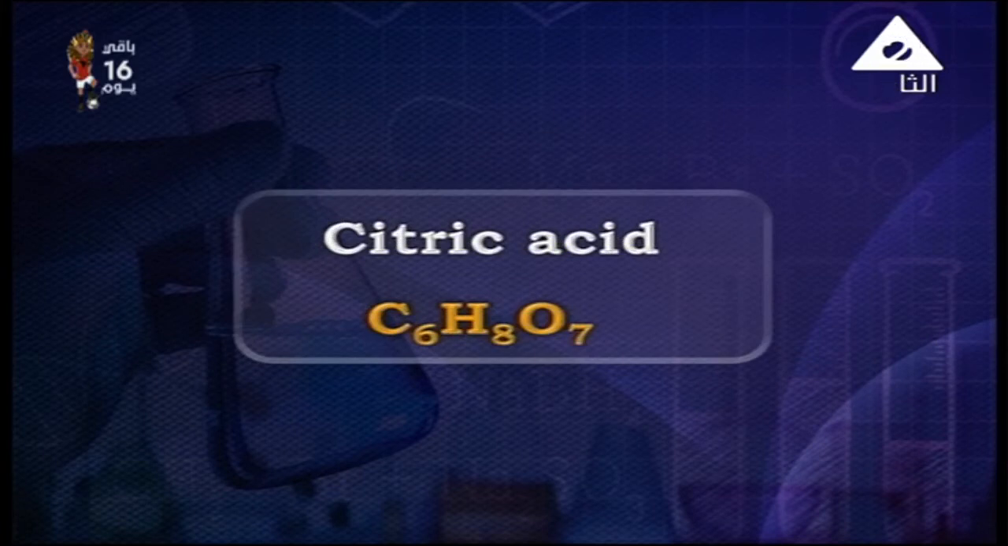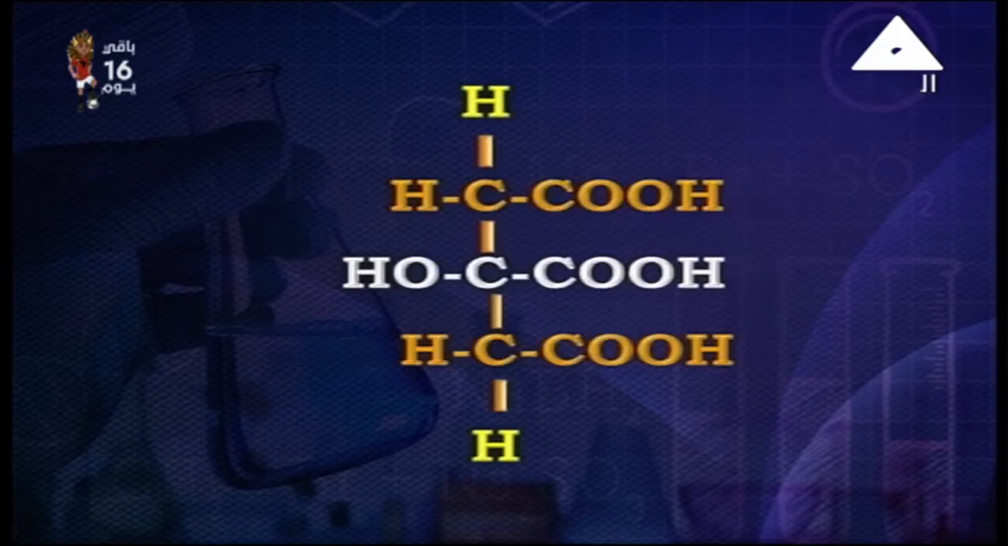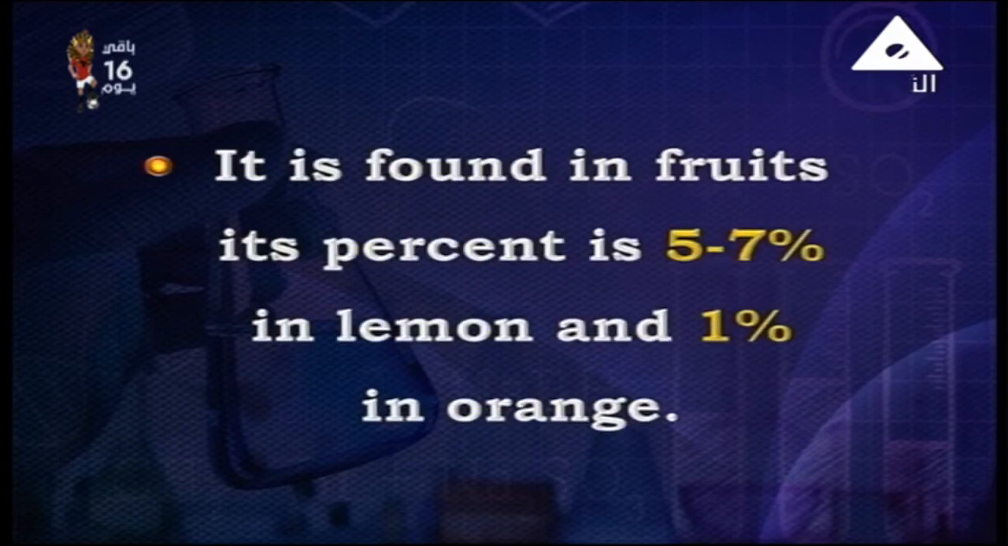Citric acid has molecular formula C6H8O7. As shown on the screen, it has 3 carboxyl groups attached to 3 carbon atoms and one of the carbon in the middle attached to hydroxyl group. It is found in fruits in percent 5 till 7% in lemon and 1% in orange.